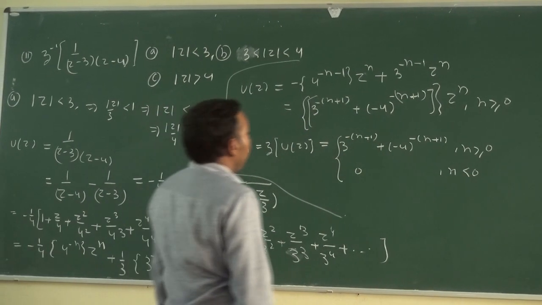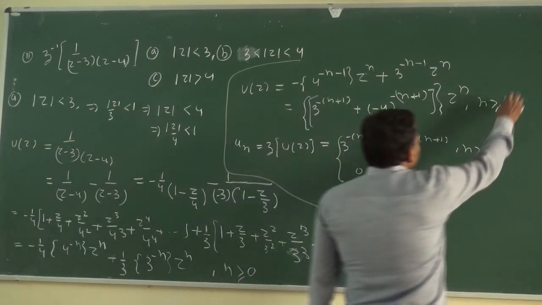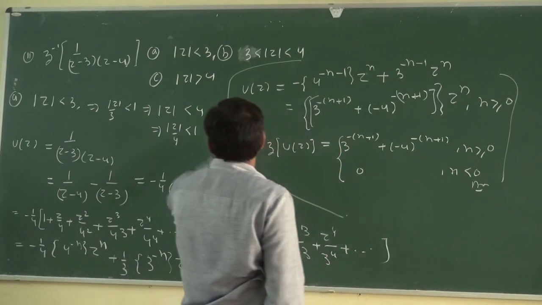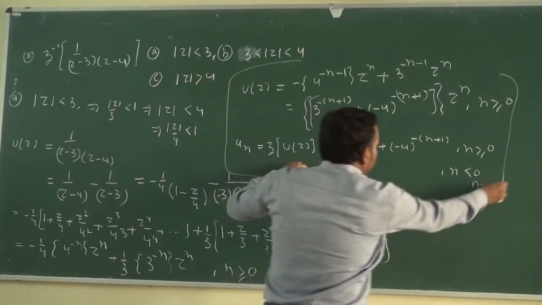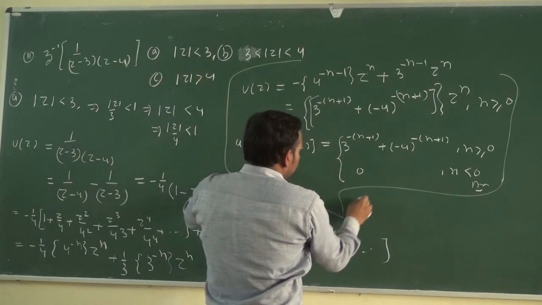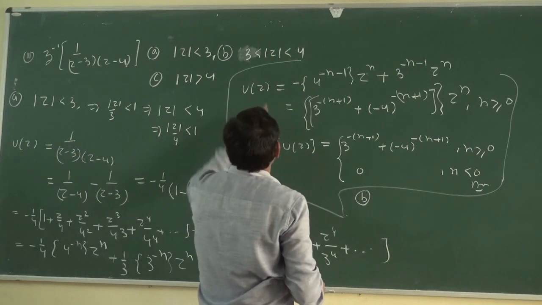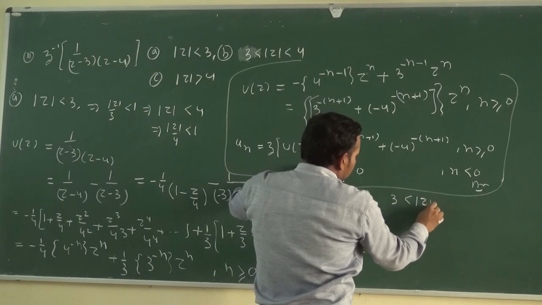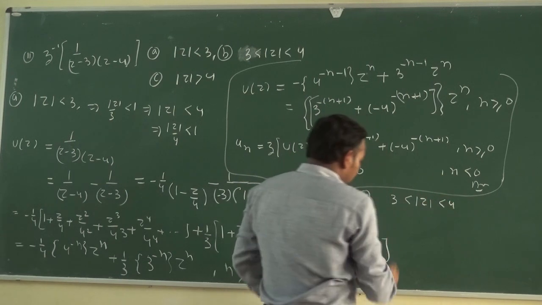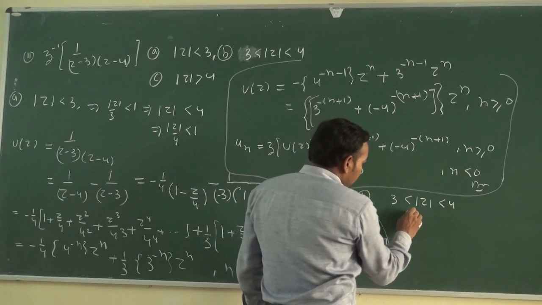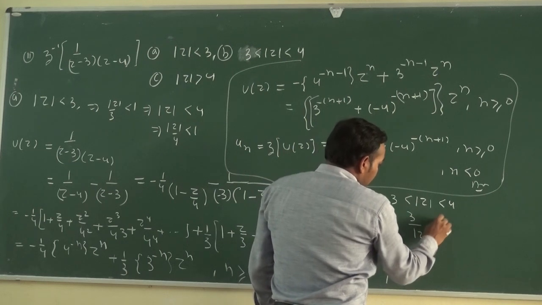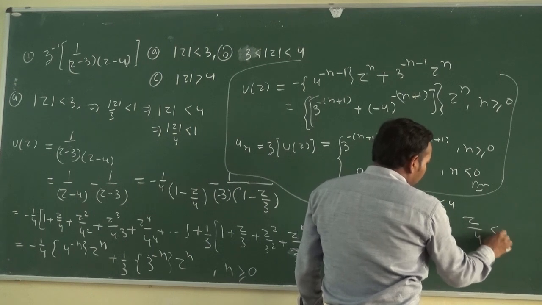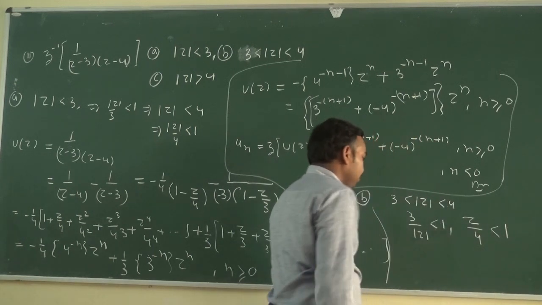Now finally we can say we get the answer for A, and now discuss for B. B is given here: 3 less than mod z less than 4, and this can be written as 3 upon mod z less than 1 and mod z upon 4 less than 1.